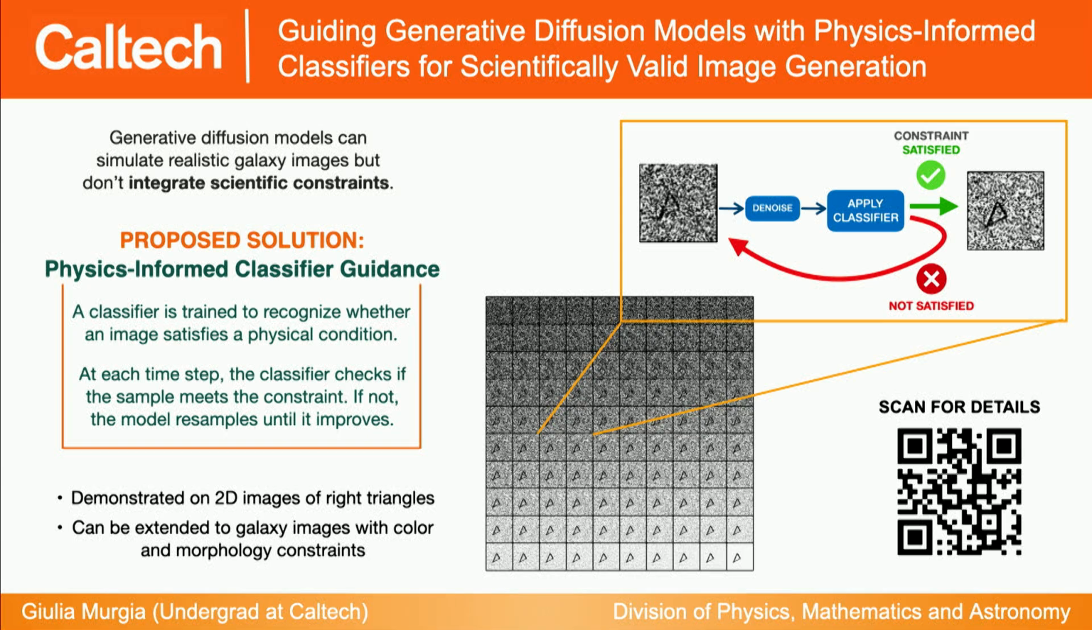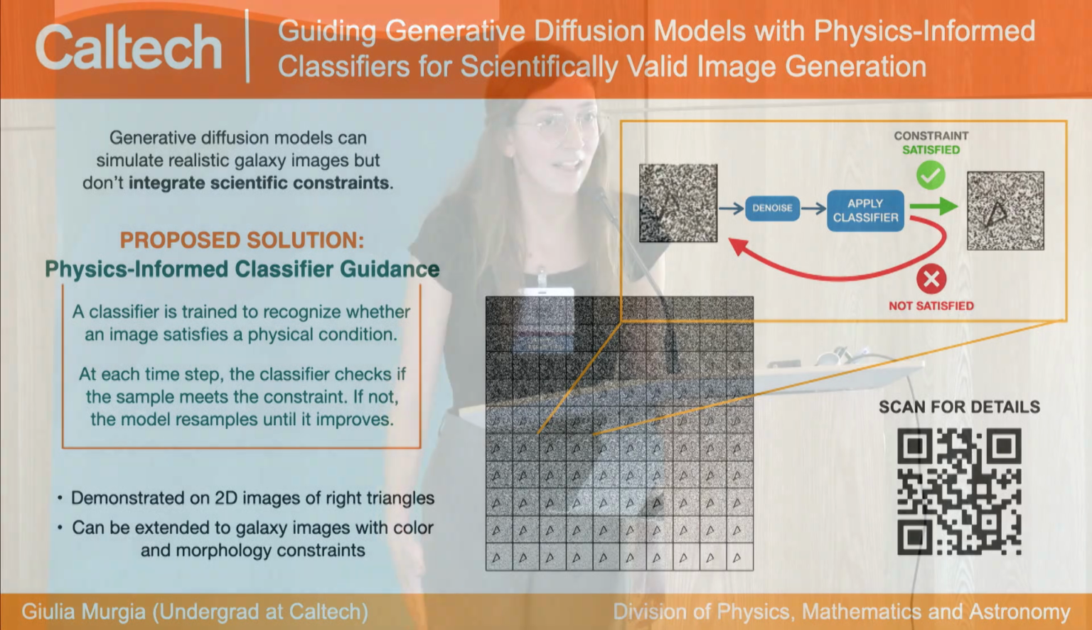The next step will be to apply this to galaxies. In this case, the constraint will become a morphology or a color constraint.